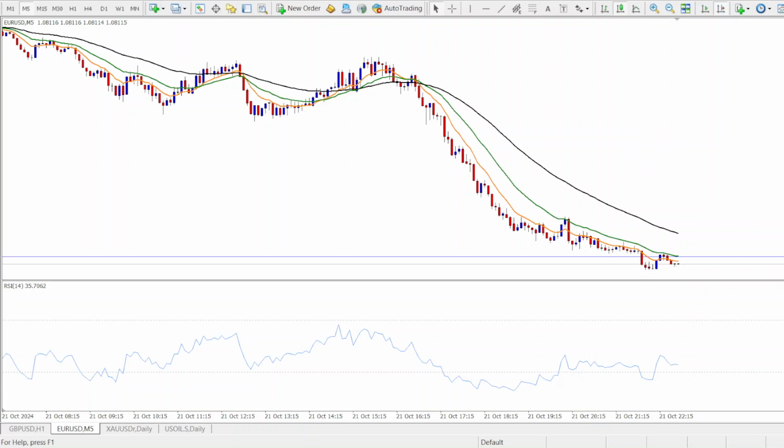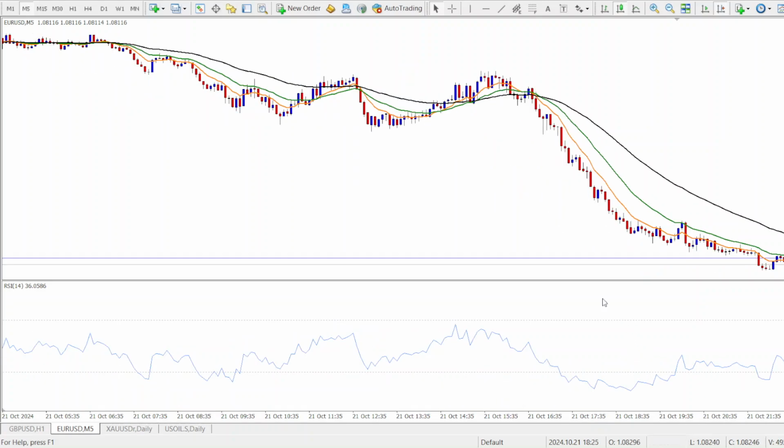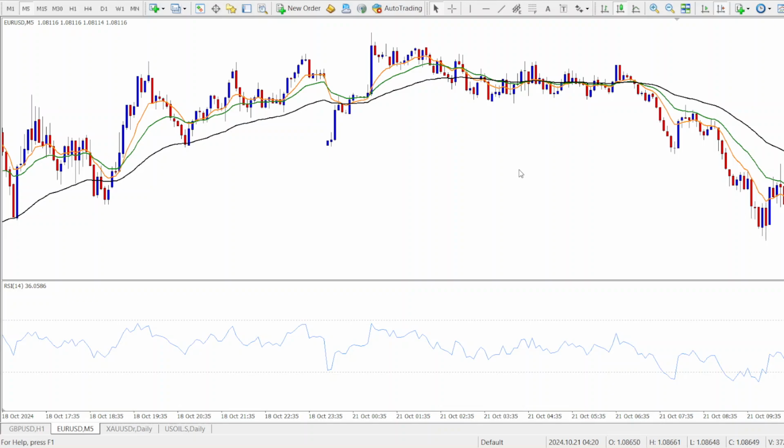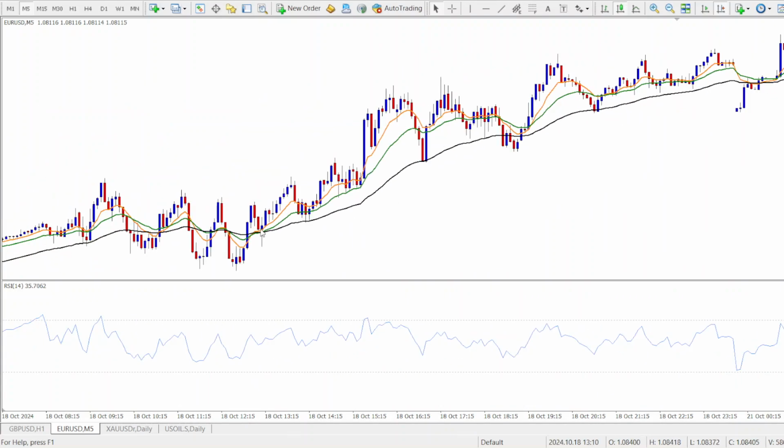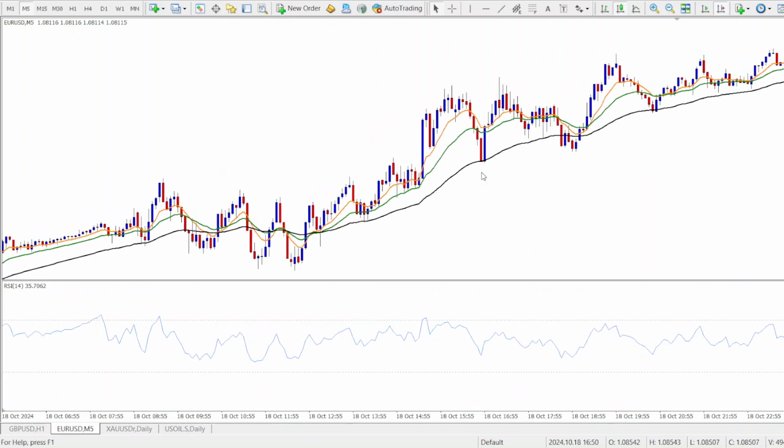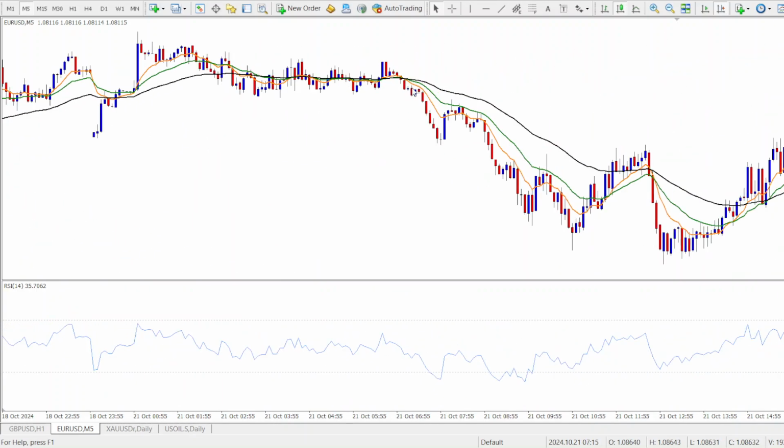Now, first of all, we have to identify the trend direction with the EMAs. In a bullish trend, you are going to find the 9 EMA above the 20 EMA, as we can see here, and the 20 EMA above the 50 EMA. In this situation, the market is trending upwards. On the other hand, for a bearish trend, you're going to find the 9 EMA below the 20 EMA and the 20 EMA below the 50 EMA. In this situation, the market is trending downwards.